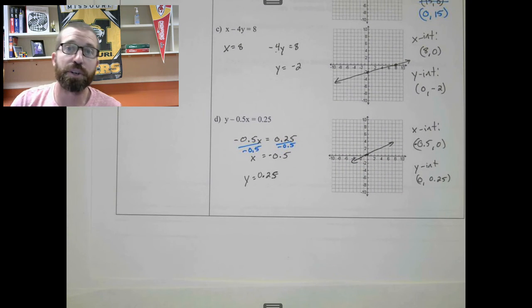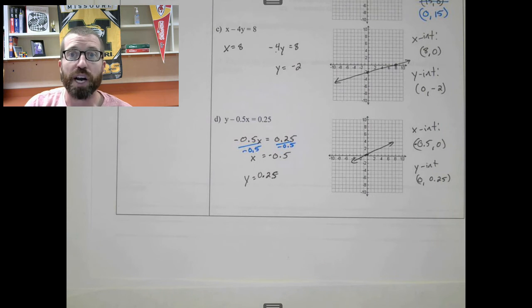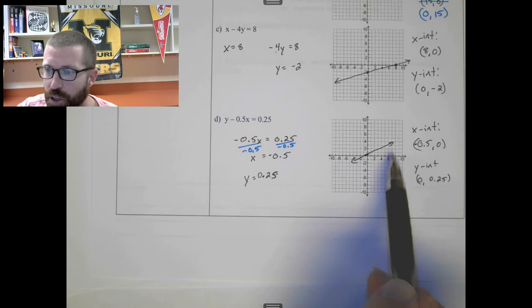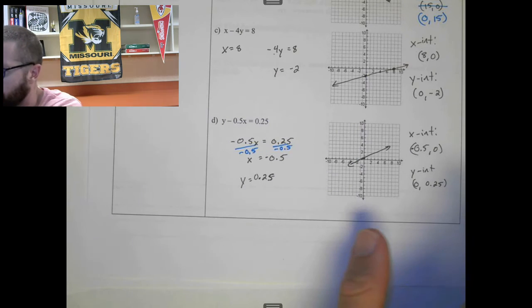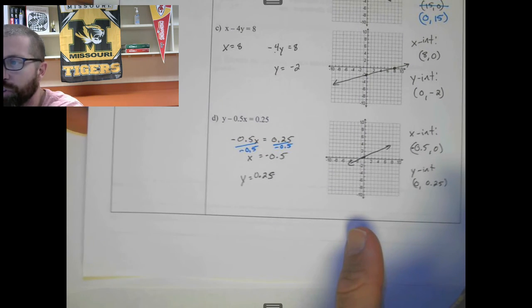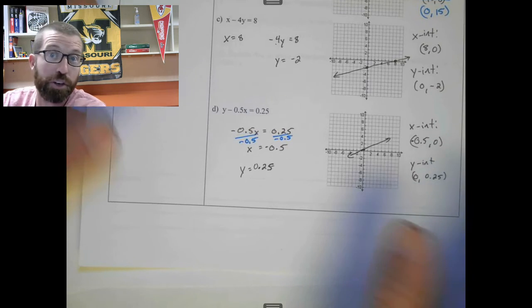If you wanted a more accurate line, you could pick some more points for x like we've done before. Let's say I want to know 5. If I plug 5 in for x, what's y? And then I could get a more accurate line. But for now, if you just have the x and y-intercept in the right spot, then you're good.